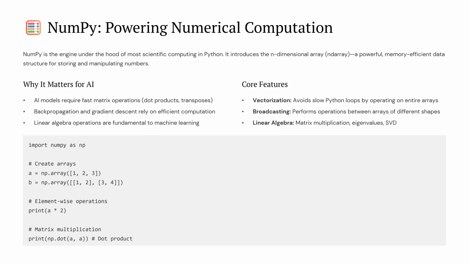Let us talk about NumPy, the engine behind numerical computing in Python. AI models need fast operations like dot products, transposes, and matrix multiplication. Back propagation and gradient descent also depend on efficient computation. That is why NumPy is so important.